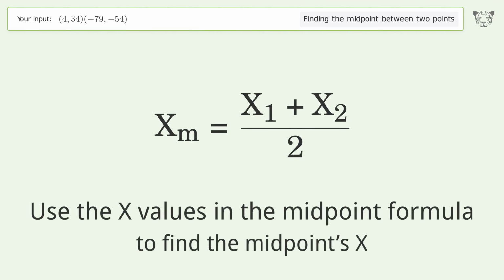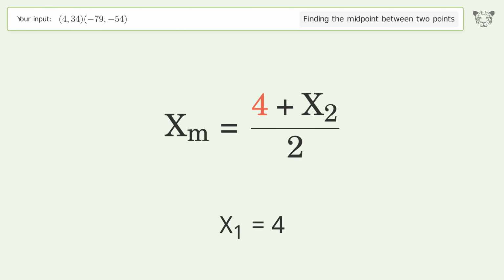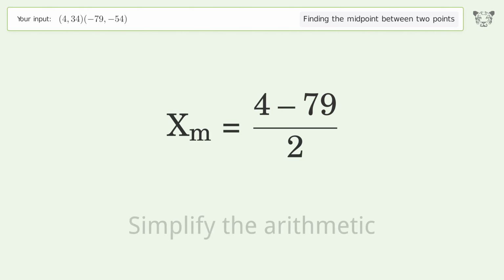Use the x values in the midpoint formula to find the midpoints x. x1 equals 4. x2 equals -79. Simplify the arithmetic.